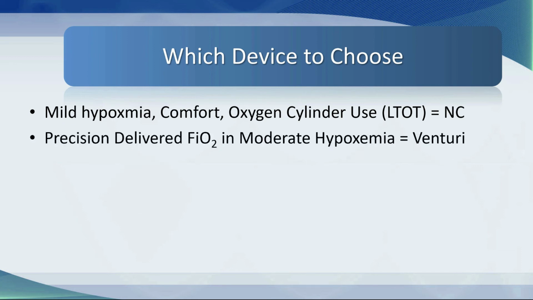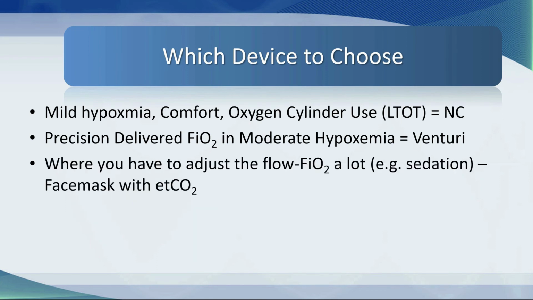If you're looking for precision delivered FiO2 in moderate hypoxemia, then the Venturi is the best device to use. Where you have to adjust the flow or the FiO2 a lot, for example, if the patient is being sedated, well, a face mask that has an end-tidal CO2 connector on it is a great choice in this situation.